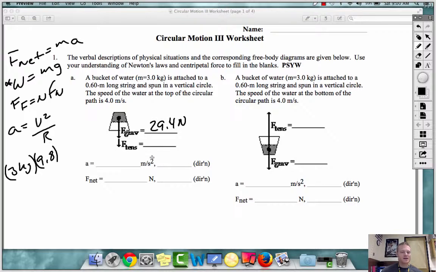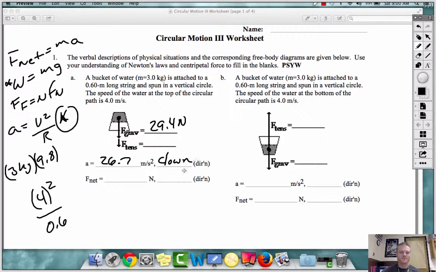The second thing that I think might be useful to figure out is what is the acceleration of the bucket. So the acceleration of the bucket, we're going to use this formula right here, a equals v squared over r. The velocity of the bucket is 4 meters per second, and that is squared, over the radius, which is 0.6 meters. If you take 4 squared divided by 0.6 meters, I get an acceleration of 26.7 meters per second squared. And they ask for a direction because an acceleration is a vector quantity, and so the acceleration of any circular motion object is going to be towards the center. So if this is at the top of the circle, it would be directed down.